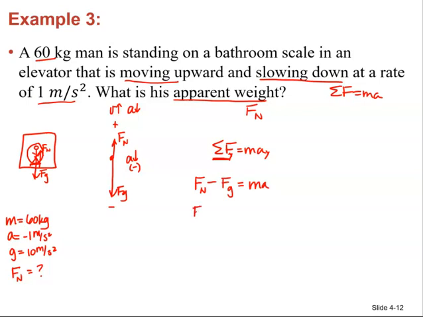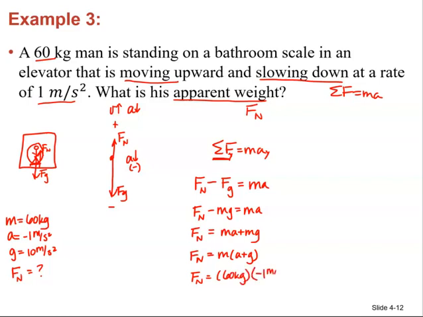Substitute mg. We are going to isolate the normal force. We can factor out the m, and now we can plug in numbers. So we have 60 kilograms. Acceleration is -1. Gravity is 10. So we are going to have 60 kilograms times 9 meters per second squared, which is going to give us a normal force of 540 newtons.